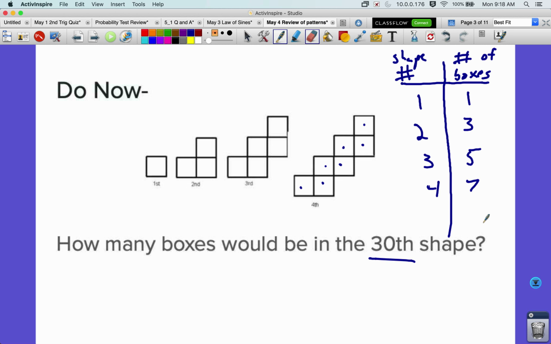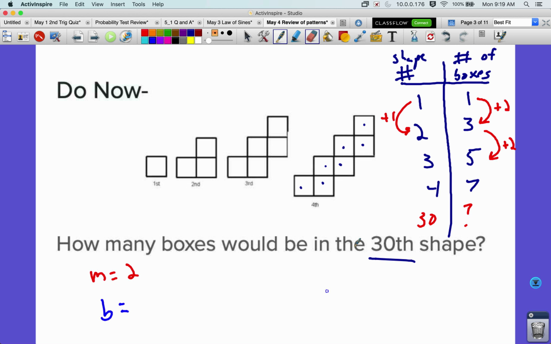All right, do we see a pattern over here? Can we use this pattern to get all the way out to the 30th? Well, it looks like we are adding 2 each time. So every time this moves up by 1, this goes up by 2, so that means that our slope m equals 2. Now all we need is our b value.